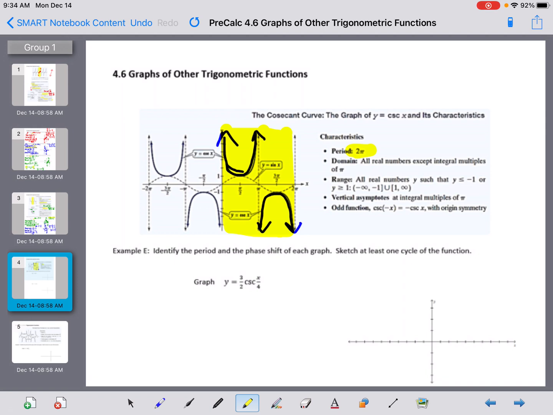My range, okay? If you notice, really I have everything except between -1 and 1, because it is the reciprocal of my sine curve. So I'm not going to use the values used in my sine curve. I'm going to use all the other values that weren't used in my sine curve, okay? I have these vertical asymptotes. This is an odd function because sine's an odd function, cosecant's an odd function, okay?